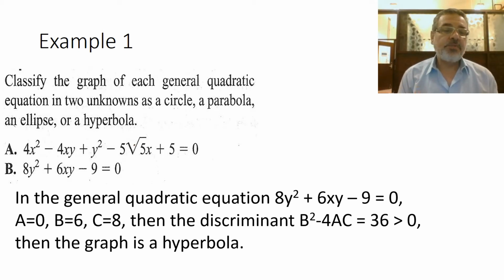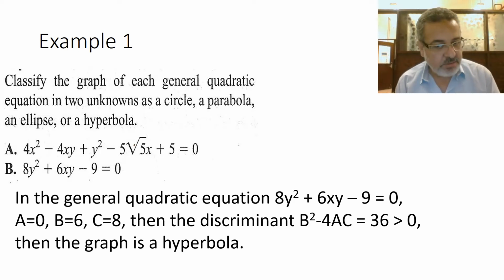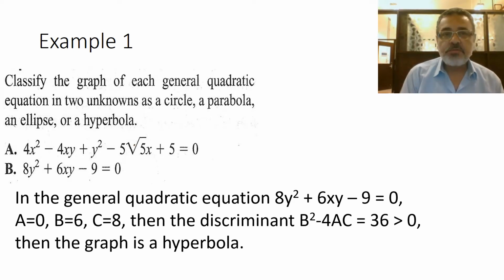Then when I multiply 0 by 8, it will be 0. Anyway, b squared is going to be 36. It means that it's greater than 0. Also, it means that the figure is a hyperbola, as you can see.